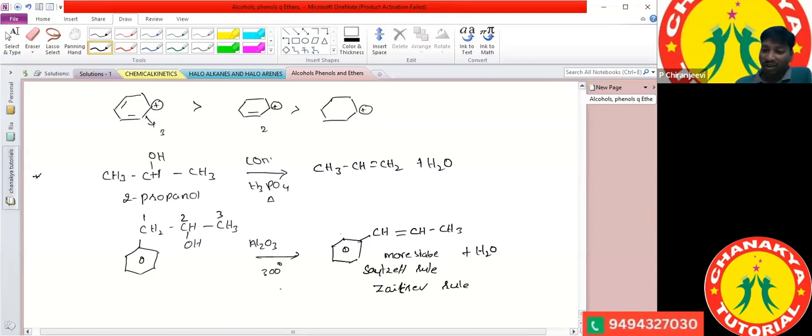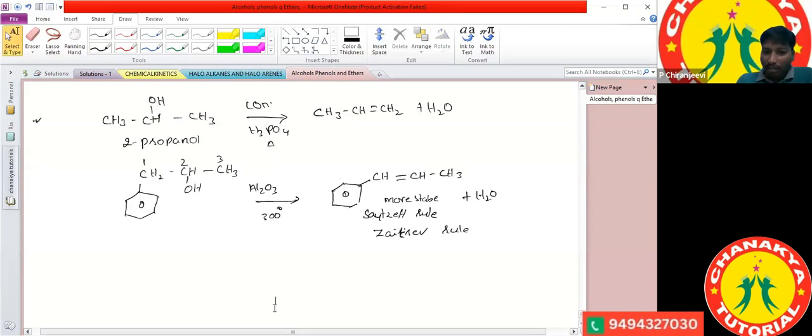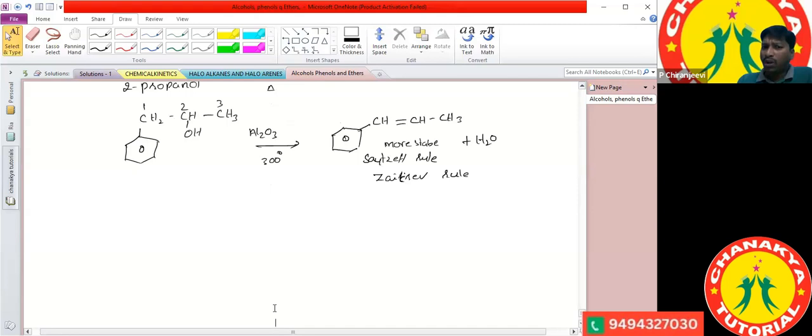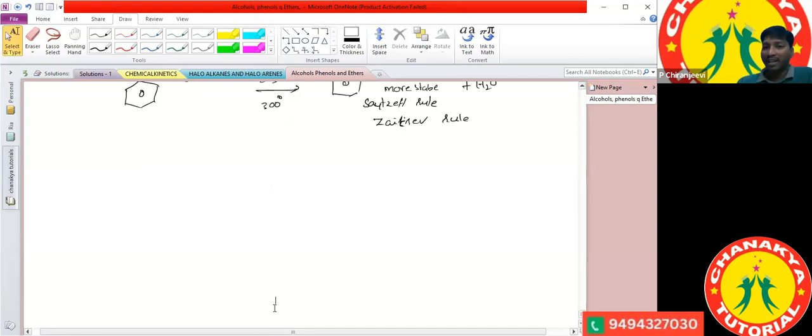So this is one condition of the dehydration reaction. What is the other condition? Generally we take high temperature, so we take 170 degrees centigrade. At 170 degrees, in the presence of concentrated sulfuric acid, it forms an alkene. Likewise with concentrated phosphoric acid, it undergoes the dehydration reaction and forms an alkene. In the presence of alumina at 300 degrees also, it undergoes dehydration and forms an alkene.